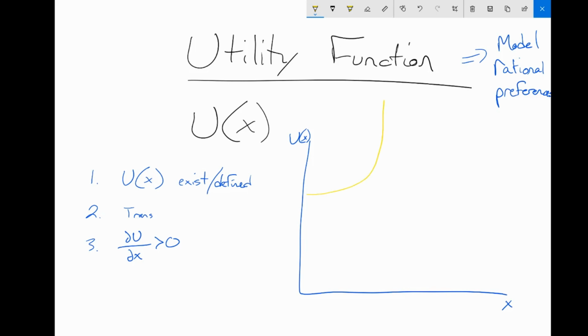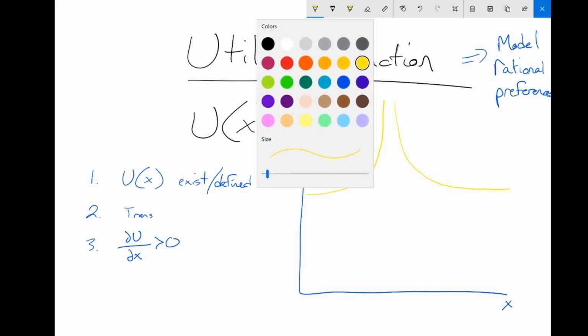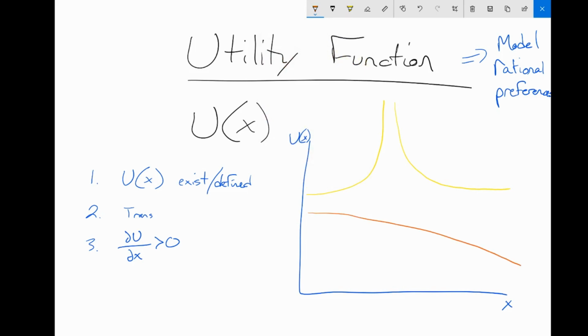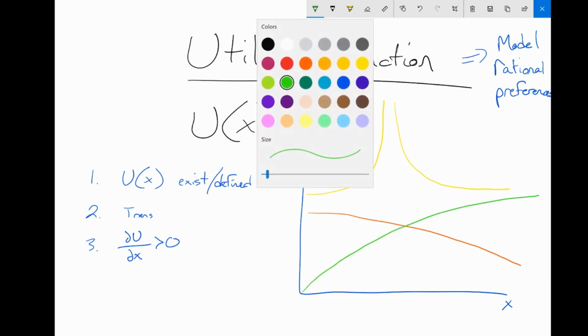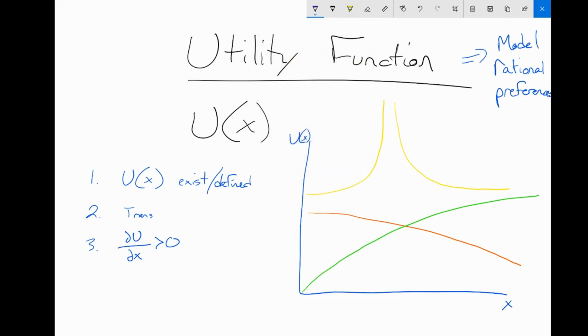This is going off to infinity. All right, there's a function. Here's a function. Here's a function. I'm going to put a whole bunch of functions on this board here, and we're going to talk about whether or not these functions will work as a utility function, whether or not they meet our basic necessary characteristics for a utility function.